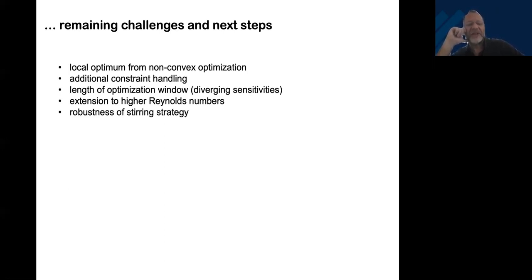Also, we have to do additional constraint handling. The length of the optimization window is also a little bit of a problem because we chose t equal to 8 as our optimization window. If we go longer and longer, the flow becomes so complicated that the adjoint optimization integrating backwards does not bring back any gradient that can be used in an optimization scheme. Suddenly it becomes so sensitive that the real sensitivity that we want to exploit is swamped by the complexity of the flow itself.